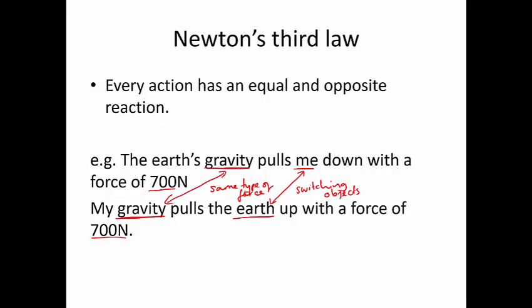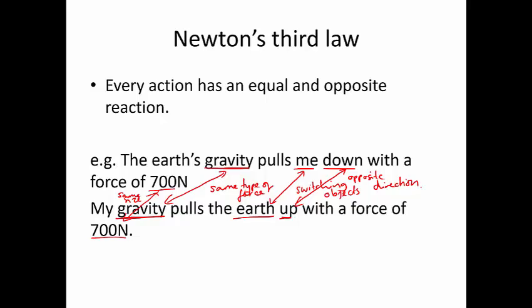And then you'll see that they are equal in size. Both of them are 700 Newtons. But they are opposite in direction. So the Earth's pulling me down, I'm pulling the Earth up. Okay, so that's where the equal and opposite comes from. The equal in size, but opposite in direction.